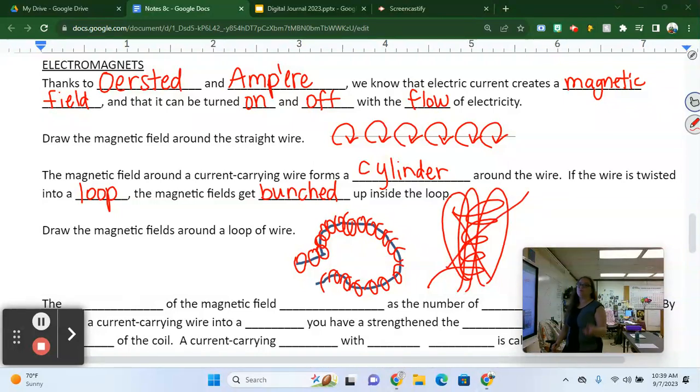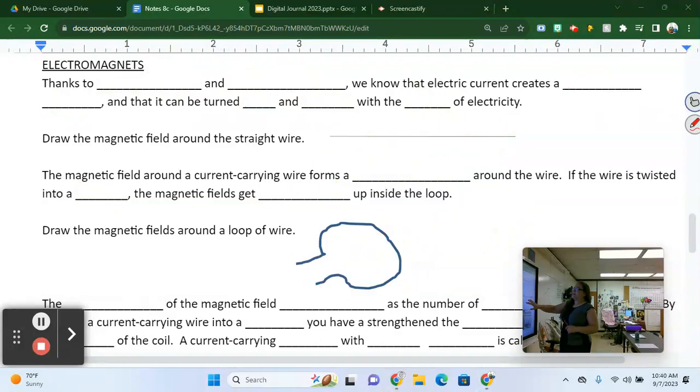Now you don't have to draw that part. You do need to draw that part though. Again, pause it if you need to, but I'm clearing it and moving on.